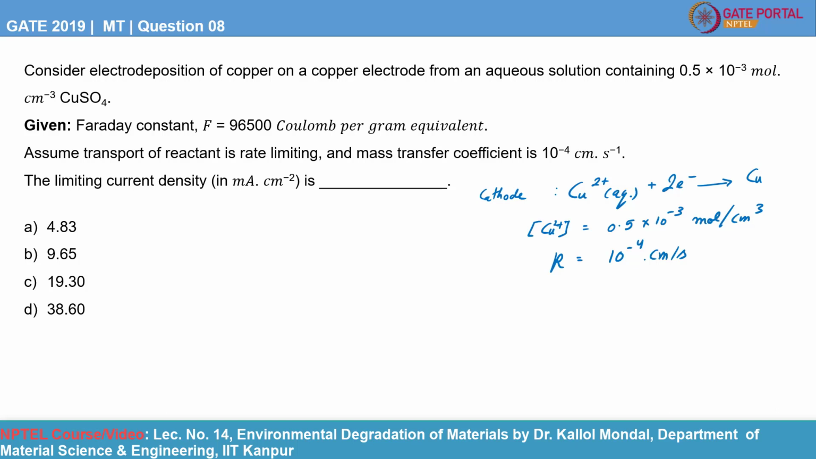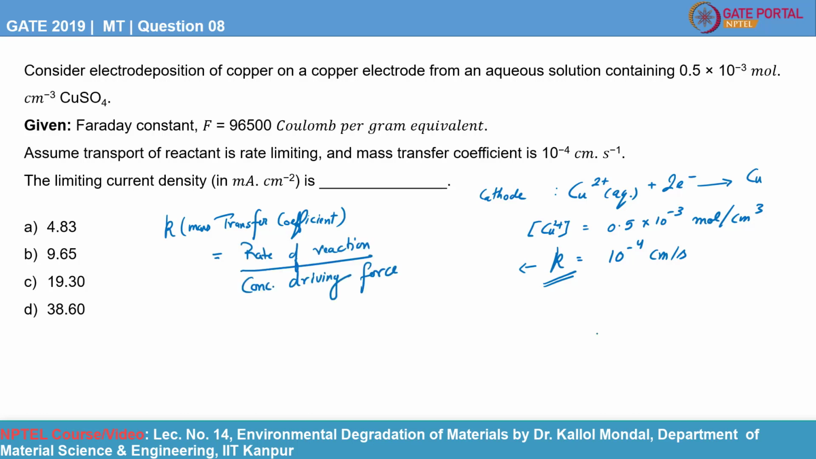Now here you need to pay attention to this term mass transfer coefficient. Now what is mass transfer coefficient? It is defined as the ratio of mass transport controlled reaction rate to the concentration driving force. Now what are these two terms? The concentration driving force is expressed as delta C, and rate of reaction is described by limiting current density. Okay, so the limiting current density describes the rate of reaction.